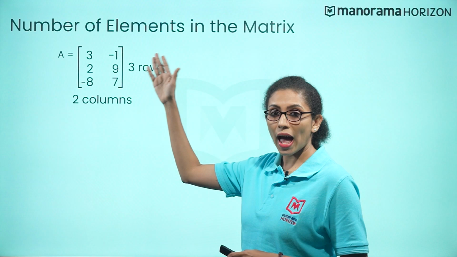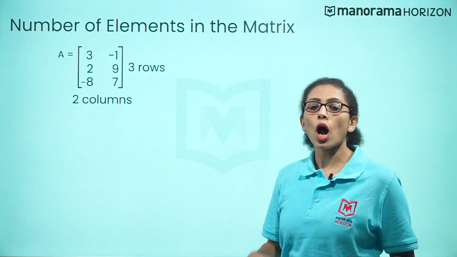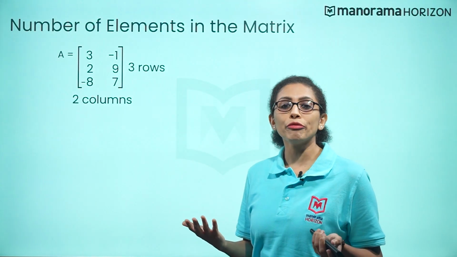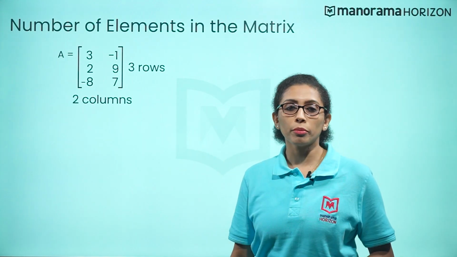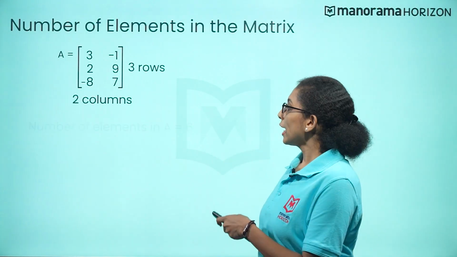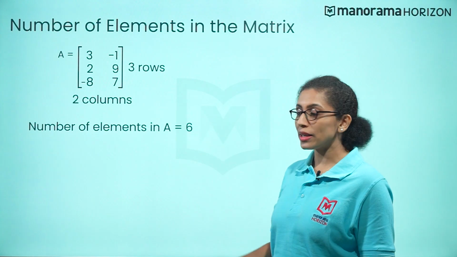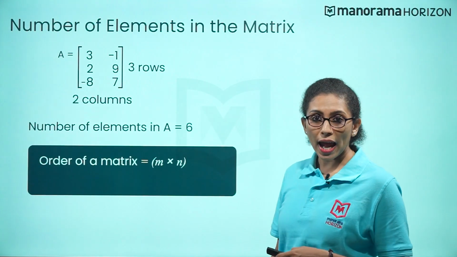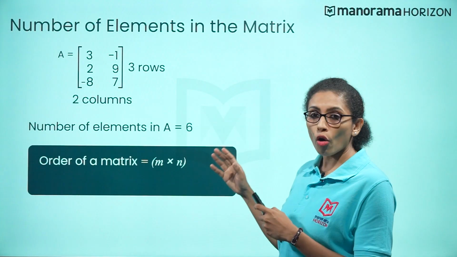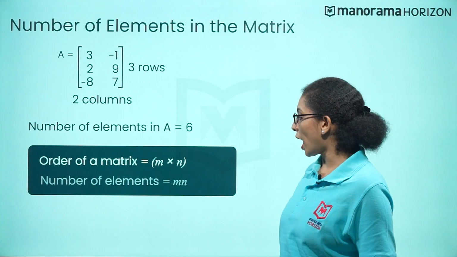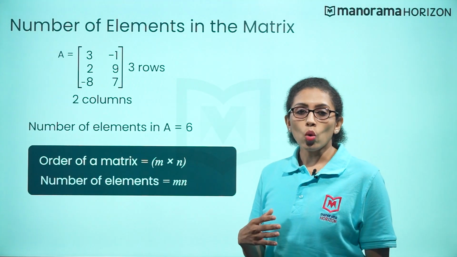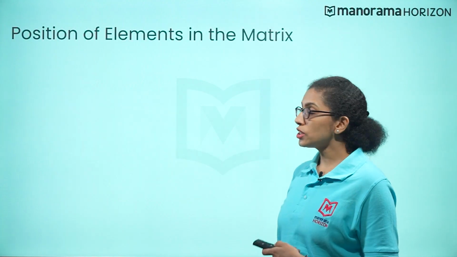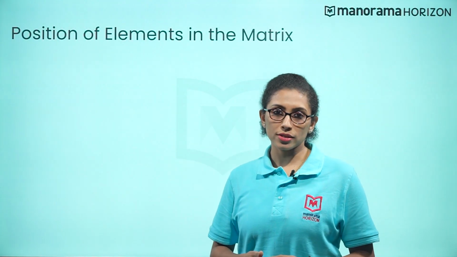This matrix has 6 elements. How do we get this? One can easily find the number of elements if one knows the order of a matrix. That is, if the order of a matrix is m by n, the number of elements is given by m into n. Now we come to the position of elements in the matrix.